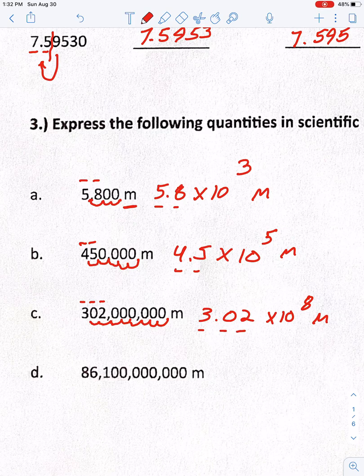D, start with the decimal. 1, 2, 3, 4, 5, 6, 7, 8, 9, 10. So 8.61 times 10 to the 10th power in meters. I had 1, 2, 3 significant figures, so I have 1, 2, 3, and so that number is good.